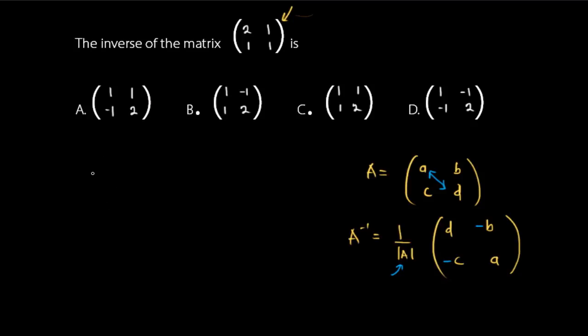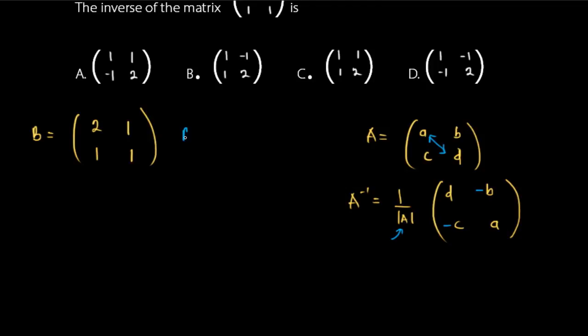Now the matrix we are given is 2 1 1 1. Let's call our matrix B. So this is our matrix here, and like we said, our aim is to find B inverse. To find B inverse, the first step is to find the determinant of B. The determinant of B is just this times this, that is 2 times 1, minus this times this, 1 times 1. And this is just going to give you 2 minus 1, which is 1.